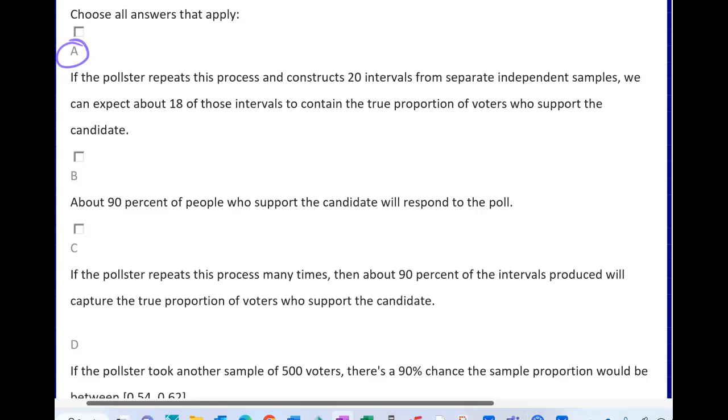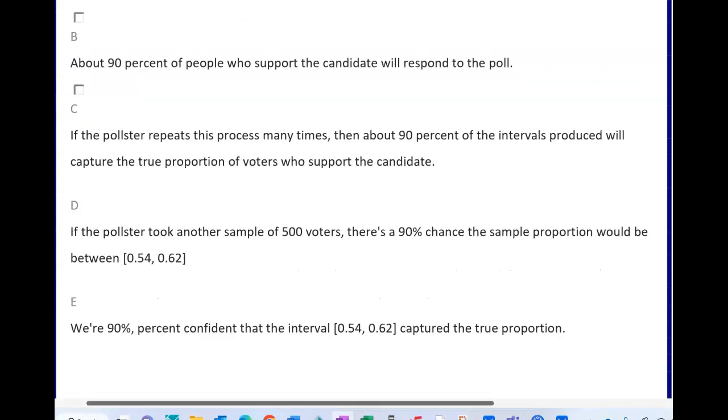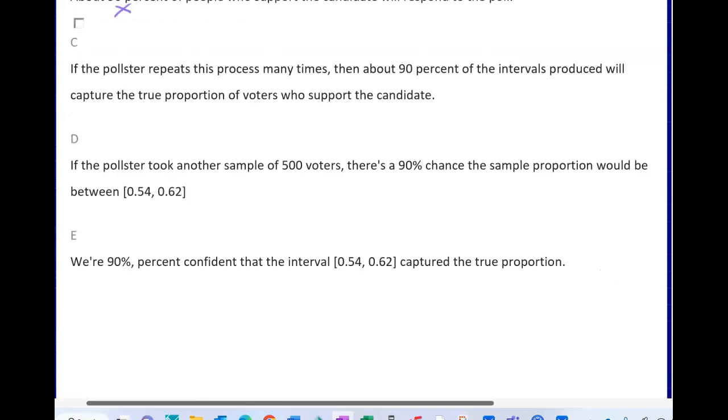What about B? No, definitely not true. What about C? That is true. It's just a slightly different version of A. No, not true. That's not how we interpret it. And what about E?